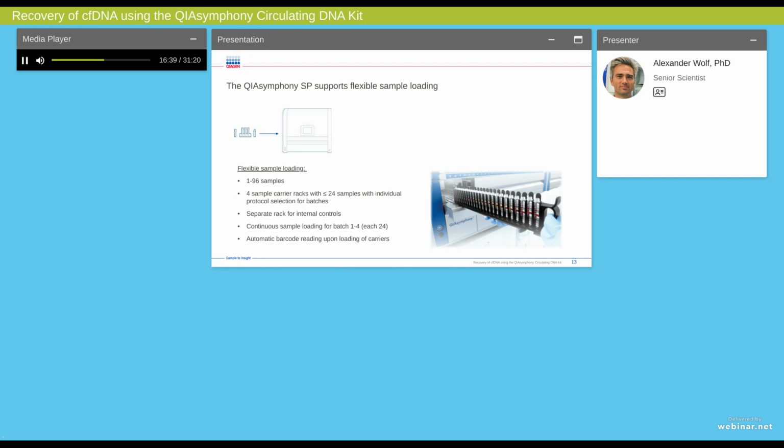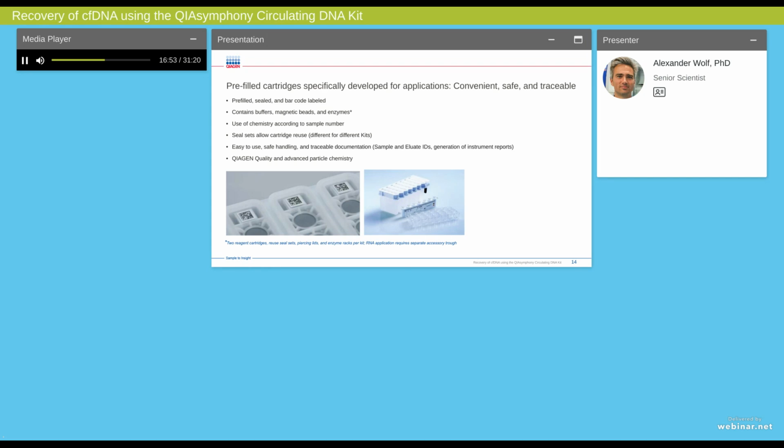The 5th carrier rack is available for internal controls or, in case of the circulating DNA application, to provide the proteinase K volume. The instrument also allows continuous sample loading for batches 1 to 4 with an individual protocol selection. Each sample runs through automatic barcode reading, uploading of the sample carrier racks to ensure traceability.